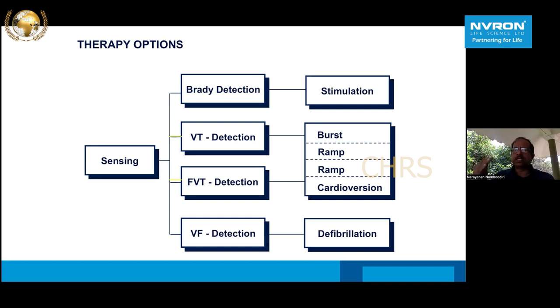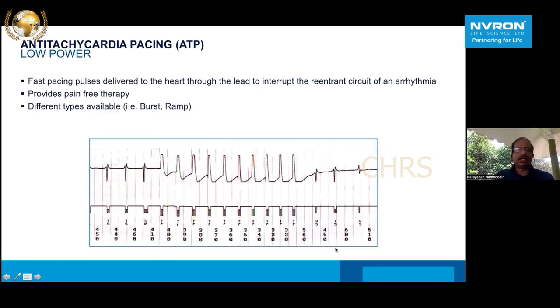Ramp, there is a continuous reduction in the coupling interval. There are two ways of pacing it. Then the fast VT detection and the VF detection and defibrillation. Here, the anti-tachycardia pacing has a cycle length of around 440, 460. So it is pacing at 360 or 370, slightly faster, so that it captures the myocardium and overdrives the tachycardia, and then it terminates the tachycardia.